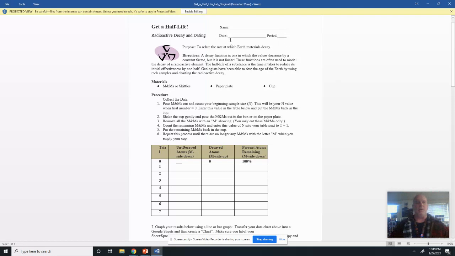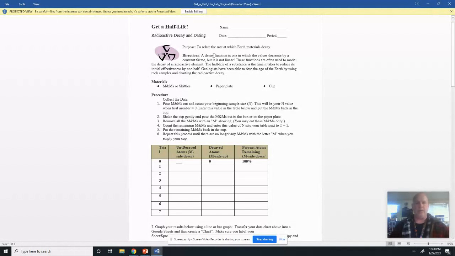Once you get that, you're going to go home and open up this document that I have in front of me. It says "Get a Half-Life: Radioactive Decay and Dating." The purpose is to relate the rate at which materials decay. We've been talking about relative dating. We've also been talking about absolute dating. Absolute dating uses carbon 14, uranium 238, rubidium, and cesium, several elements that undergo radioactive decay or breakdown from the parent, the original element, into a new element called the daughter element. And we're going to convey this understanding of half-lives in this lab.